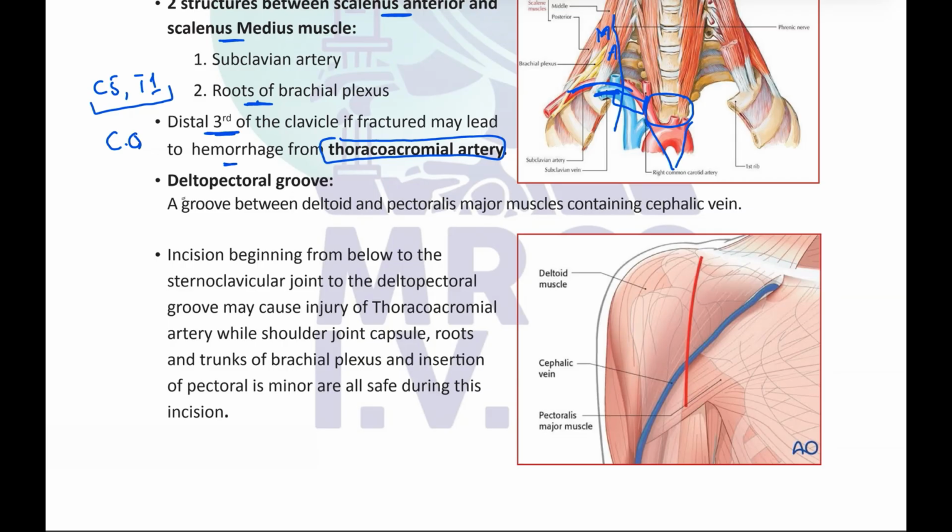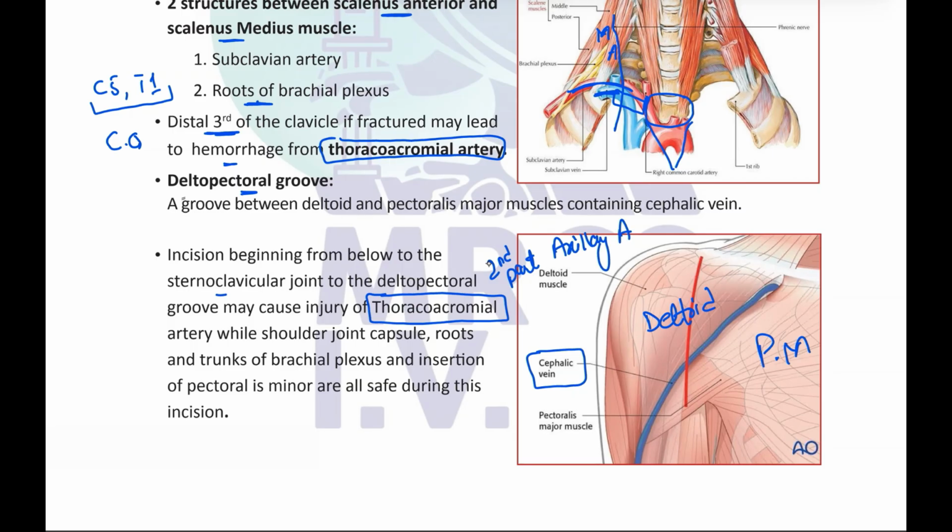So, with respect to the deltopectoral groove, it is a groove which is present between the deltoid and the pectoralis major muscle. It contains the cephalic vein. Now, when an incision begins below the sternoclavicular joint towards the deltopectoral groove, it can result in an injury, and bleeding will be from the thoracoacromial artery. Now, the thoracoacromial artery arises from the second part of the axillary artery. So, you also need to remember that as well.